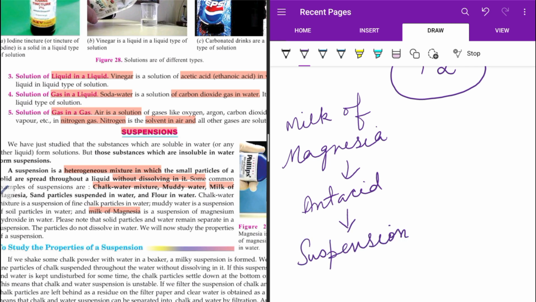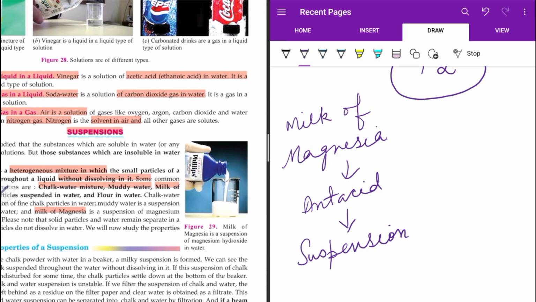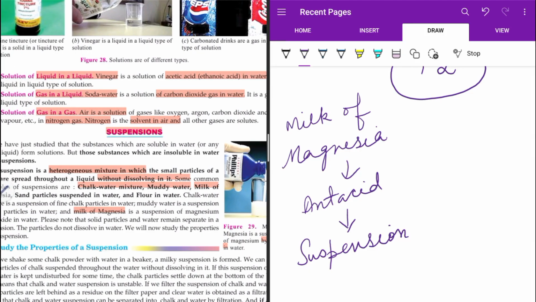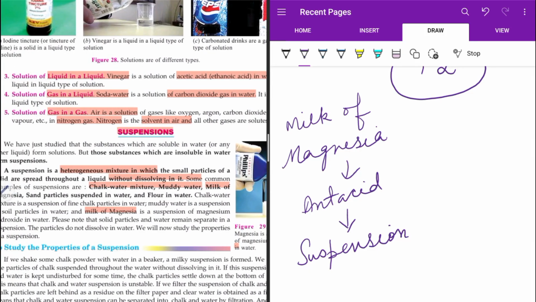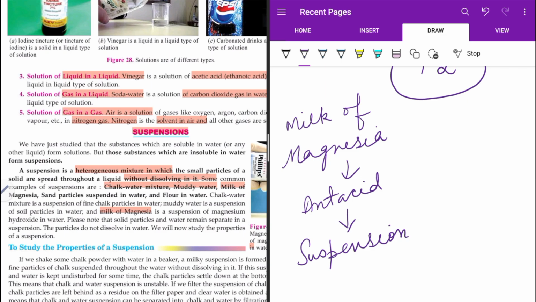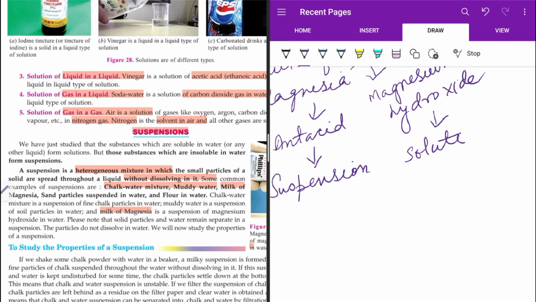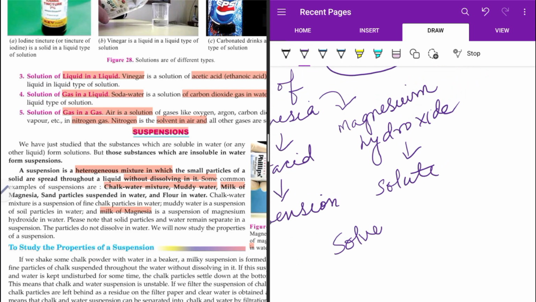If you see a bottle of milk of magnesia, it is written, shake the bottle nicely before use. Milk of magnesia is a suspension of magnesium hydroxide in water, and the solid particles and water remain separate in a suspension. So magnesium hydroxide is the solute and the solvent is water.